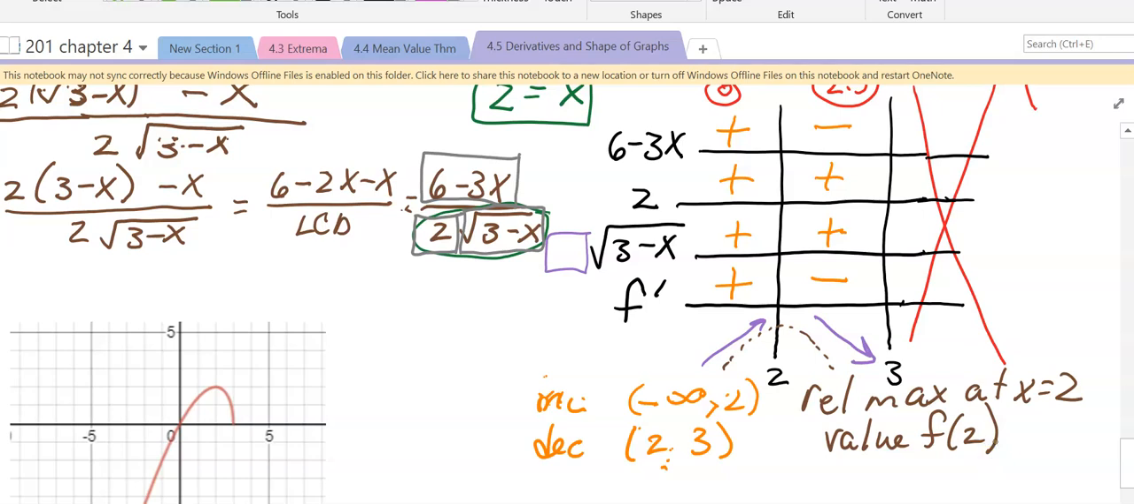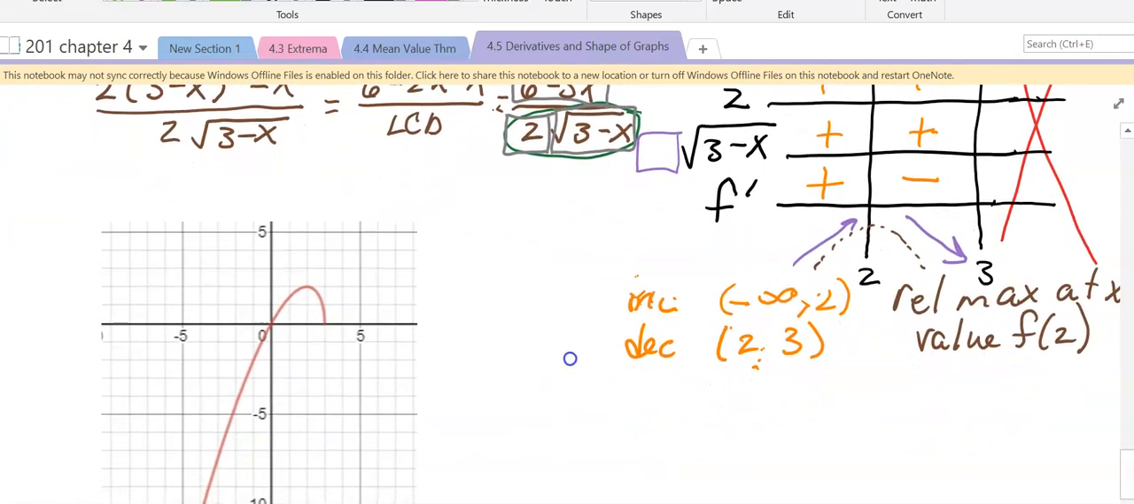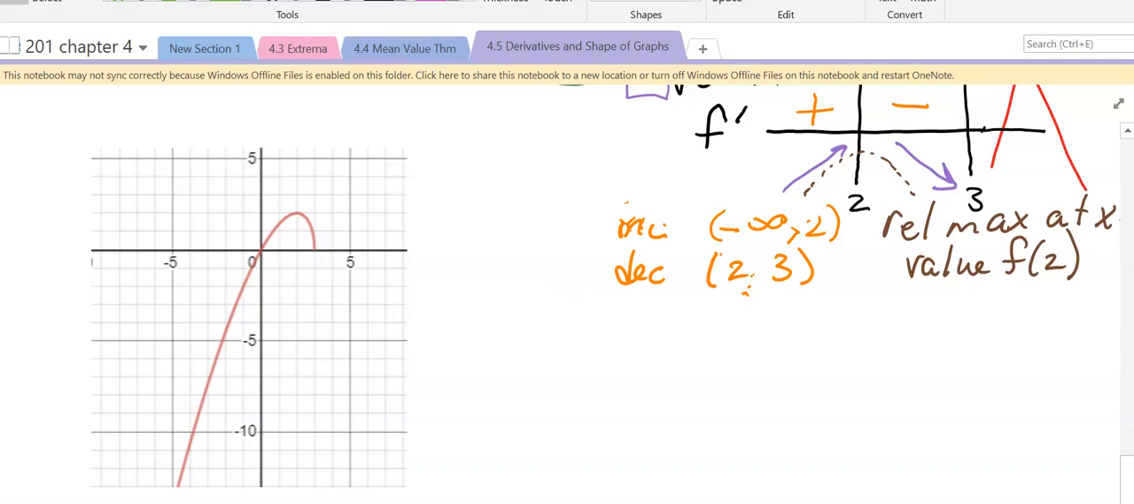Let's look at the actual graph to see how close we were in finding where the relative extrema are. Looking at the graph over here on the left, you can see that we did extremely well. Here at 2, you'll see that the graph not only has a relative max, but it is in fact the absolute max of the function.